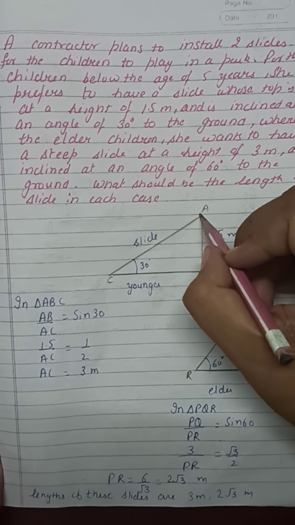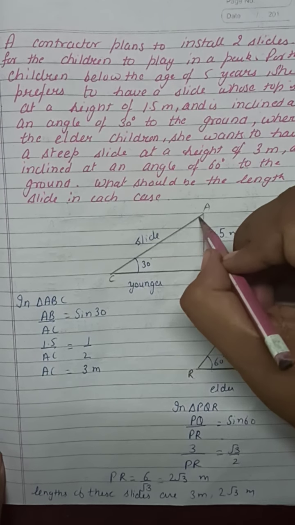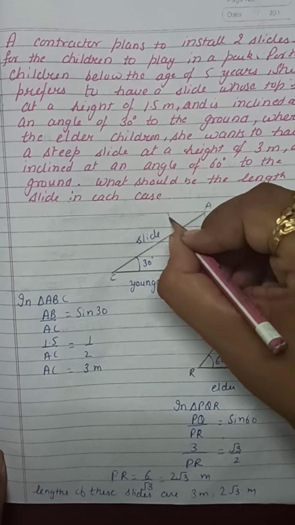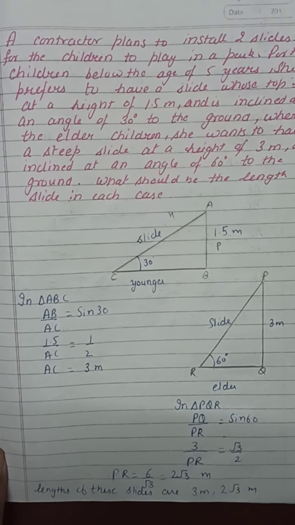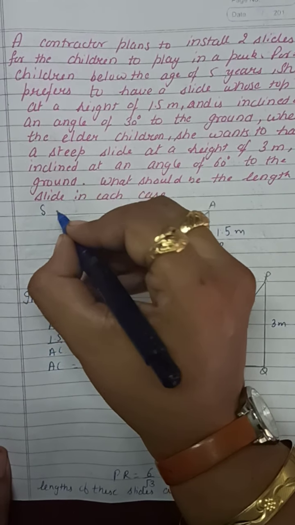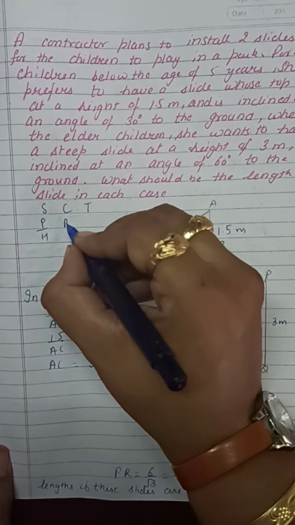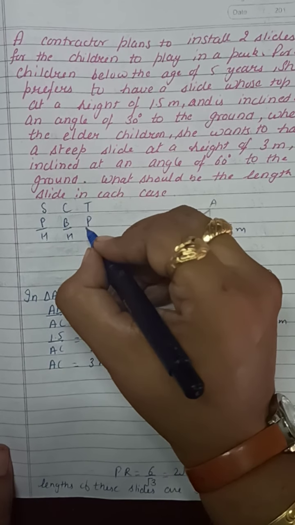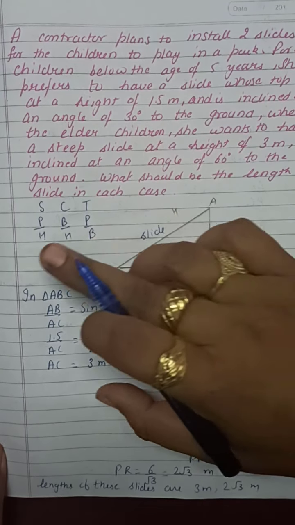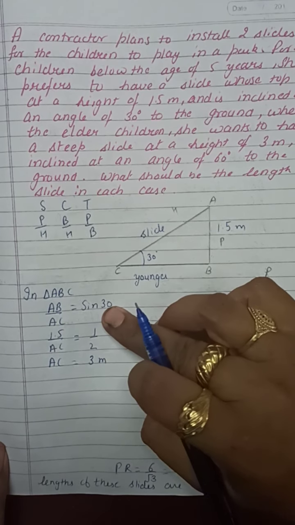So what will be the length of the slide? Now we have to calculate the length of the slide, meaning this AC, and what is given? AB, meaning P, is given, and H we have to calculate. If we compare it with the formulas of sin, cos, tan, which are P upon H, B upon H and P upon B, we are dealing with only P and H. So P and H come under the sine. So I will take AB upon AC as sine 30 degree.